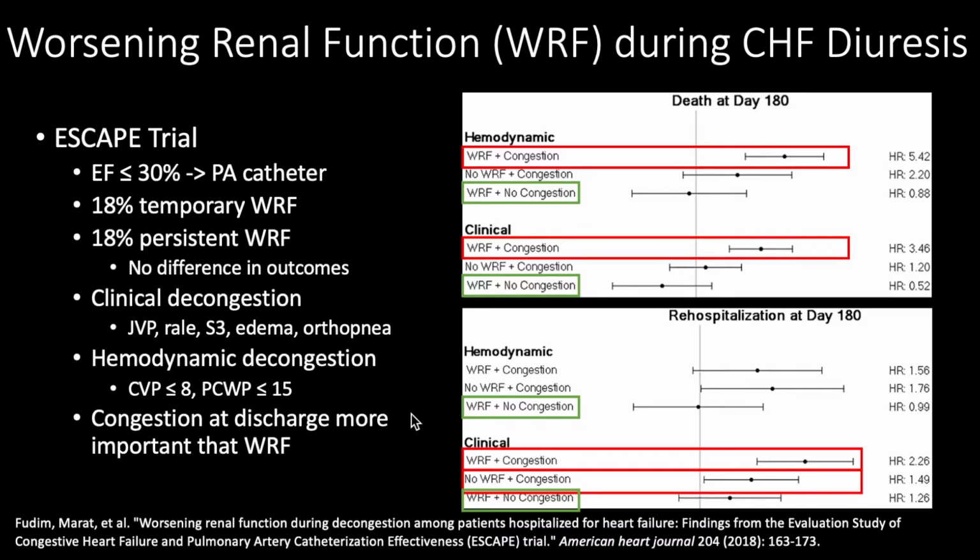So in other words, congestion at discharge is more important than worsening renal function. If your patient's wet, aka they have elevated JVP or crackles or edema, keep diuresing. If they have high central venous pressure, keep diuresing, and don't worry about the worsening renal function. As long as you send them home and they're dry, they'll do much better.